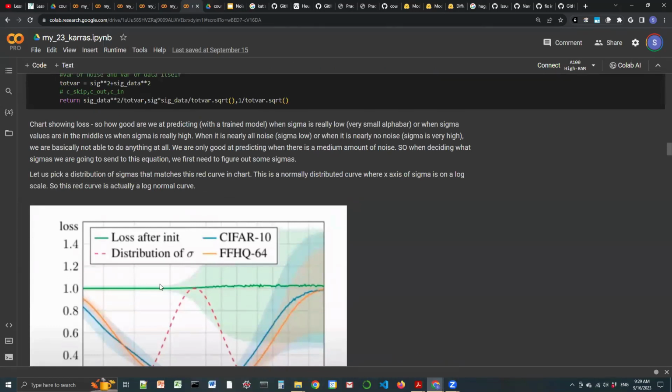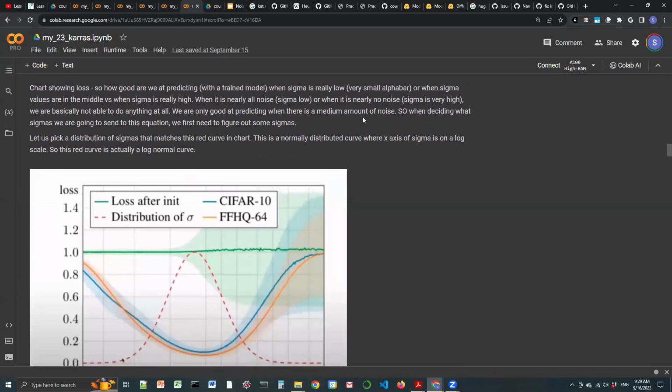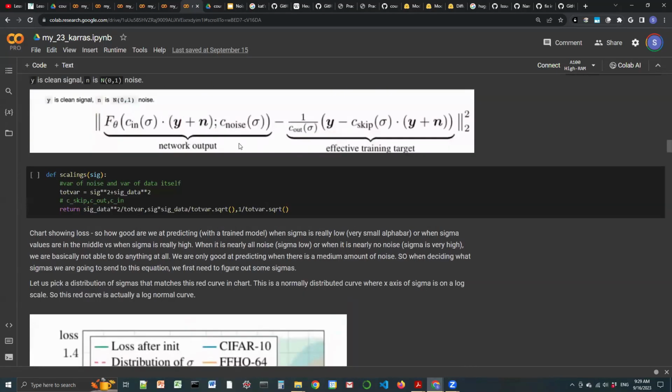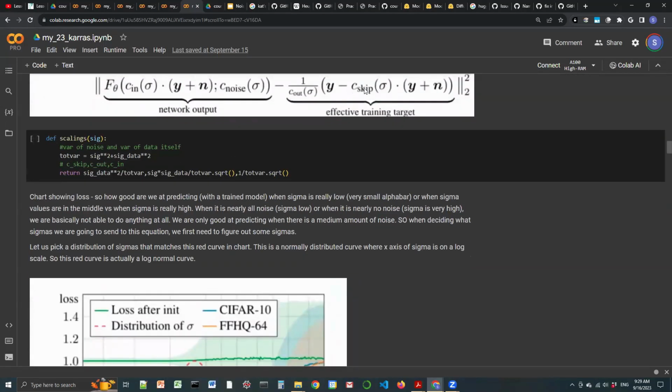When it's nearly all noise, which means sigma is low, alpha bar is low, or when it's nearly no noise, which means sigma is very high, alpha bar is very high, then we're basically not able to do anything. That's what this chart illustrates. We're only good at predicting when there is a medium amount of noise. So when we are deciding what sigmas to send to this equation, we first need to figure out the range of sigmas we are going to send in, which in turn will determine our C skip, right?